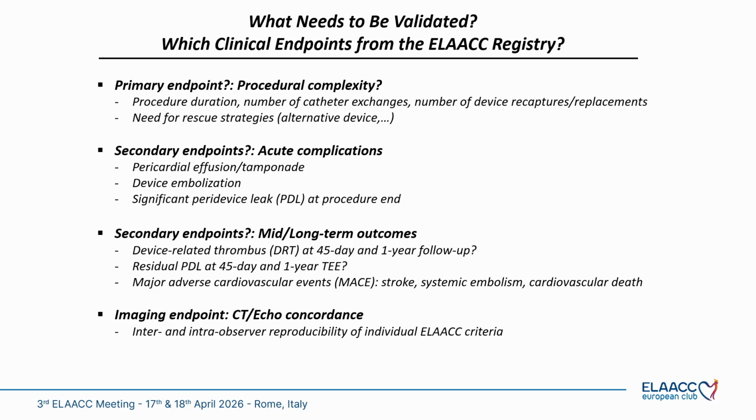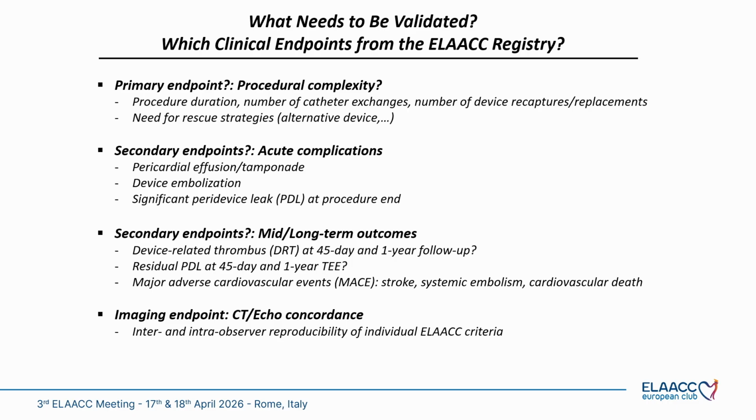Also, just a glimpse into the talk of Lorenz, what will be the primary endpoint? Is it going to be the procedural complexity? Could it be procedure duration, number of catheter exchanges, number of device recaptures, so the procedure efficiency, or the need for a rescue strategy? Or do we go for a secondary endpoint or not? Or what kind of secondary endpoint can we also try to anticipate with this classification? For example, the risk of acute complications, pericardial effusion, tamponade, embolization. Should we go for mid, long-term outcomes?